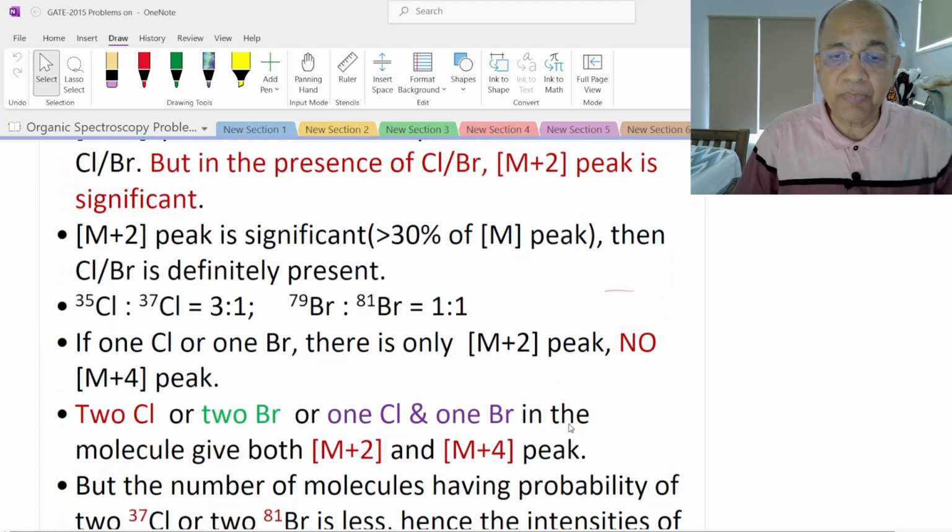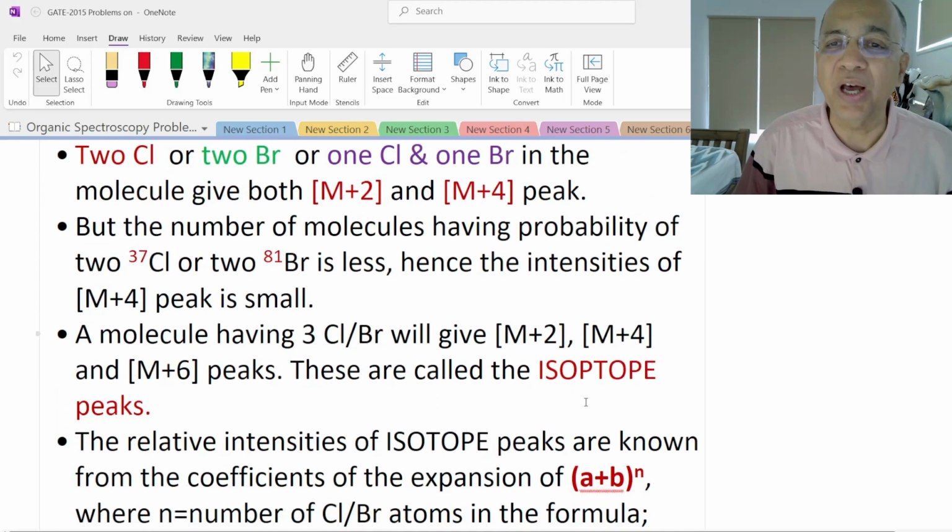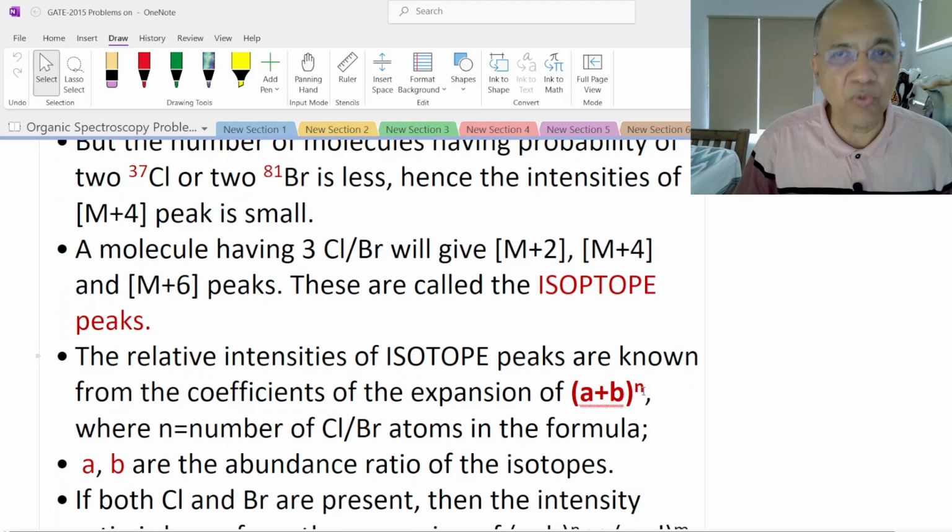And to find out the probability, we have a simple formula. You know, (A plus B) to the power n. N stands for the number of chlorine atoms or the number of bromine atoms. A and B stand for the relative abundance: 1 is to 1 for bromine, 3 is to 1 for chlorine.